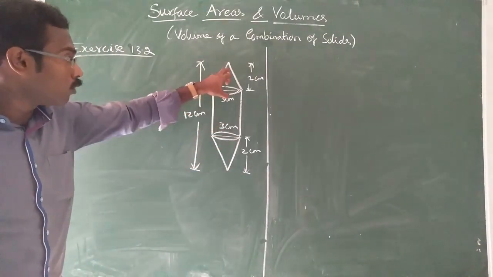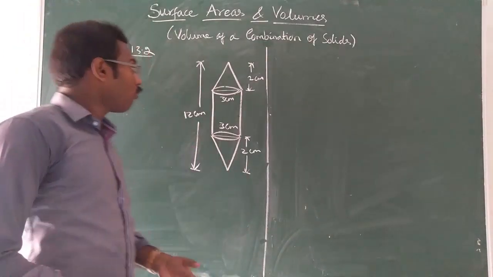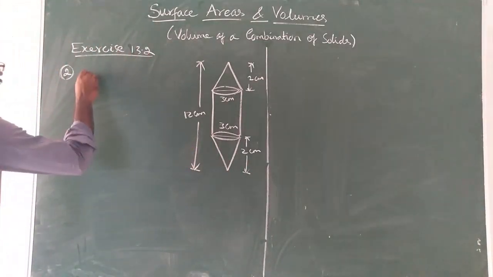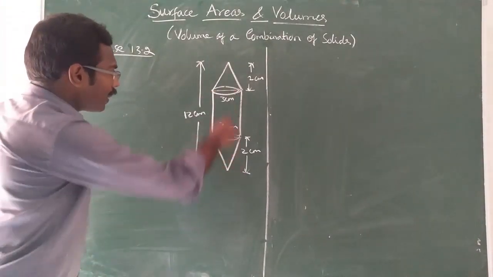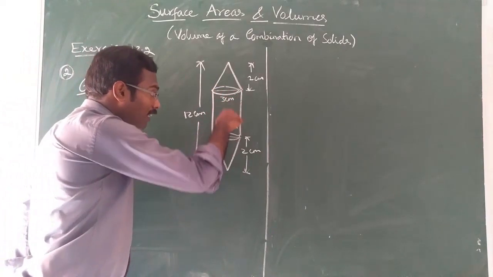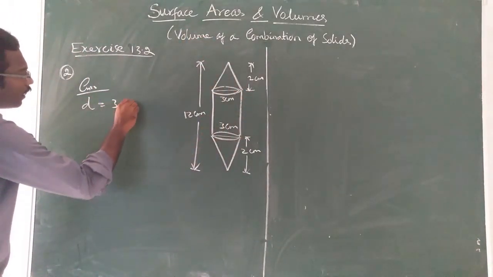So how many shapes are here? One cylinder and two cones. Both the cones are the same. So it is very easy. Therefore, first write the given data. Given: diameter is common to the cylinder and the cones. So diameter is equal to 3 centimeter.